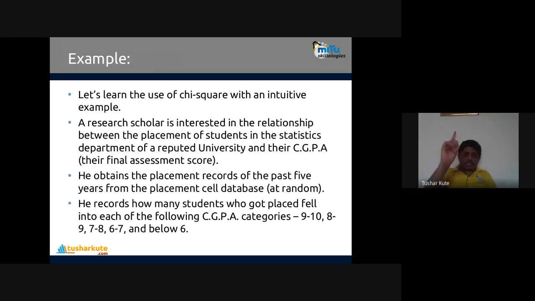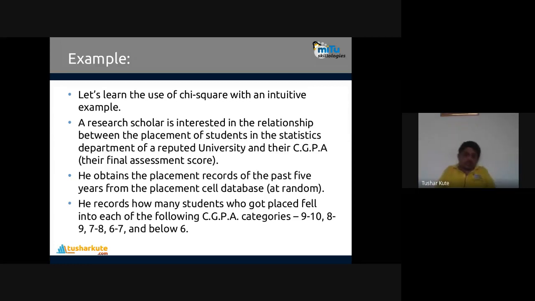How exactly does it work? Let's take an example first. It's a very big example, so let's focus on it. Let's learn the use of chi-square with an intuitive example. Let's say a research scholar is interested in the relationship between placement of students in the statistics department of a reputed university and their CGPA, that is, the final assessment score. CGPA is actually a continuous variable, which we might already know. So is there a relationship between their score and the placement of students or not?